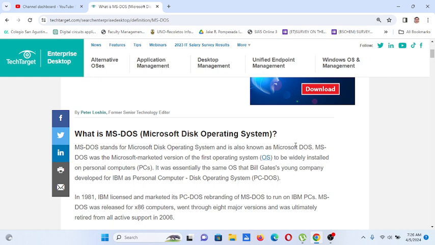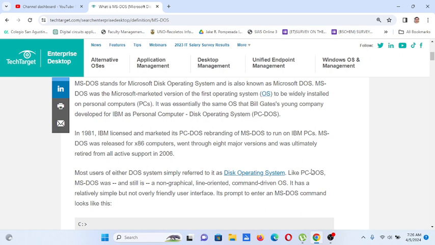So let's begin. What is Microsoft DOS or MS-DOS? MS-DOS stands for Microsoft Disk Operating System. It is known as Microsoft DOS. MS-DOS was the Microsoft marketed version of the first operating system or OS to be widely installed on personal computers or PCs. It was essentially the same OS that Bill Gates' young company developed for IBM as personal computer disk operating system or PC-DOS. In 1981, IBM licensed and marketed its PC-DOS rebranding of MS-DOS to run on IBM PCs.